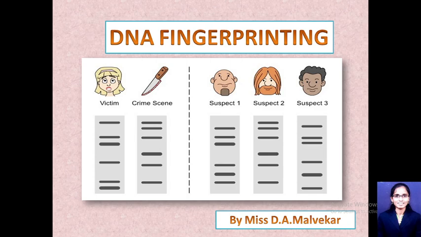And in this very small and interesting video, we are going to study a very interesting topic, that is DNA fingerprinting. This technique is used in the forensic lab to resolve parental disputes and to resolve murder cases.